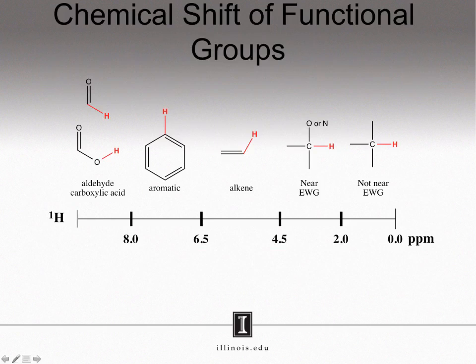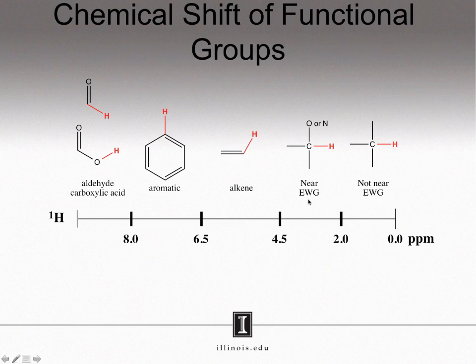Farthest upfield, we have hydrogen atoms attached to carbons which are not near electron withdrawing groups. We will define what electron withdrawing groups are in a few slides. For now, just know the term and know that electron withdrawing groups tend to be functional groups that contain heteroatoms such as oxygen and nitrogen. If we begin to move downfield, we find hydrogen atoms that are near heteroatoms such as oxygen or nitrogen.